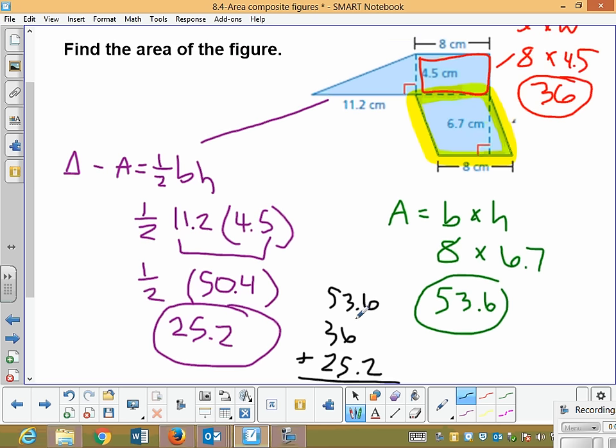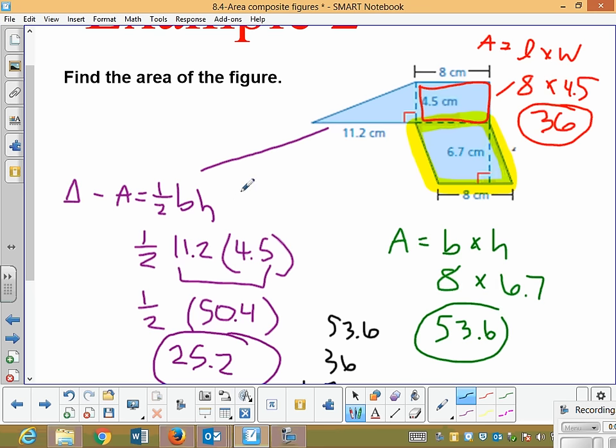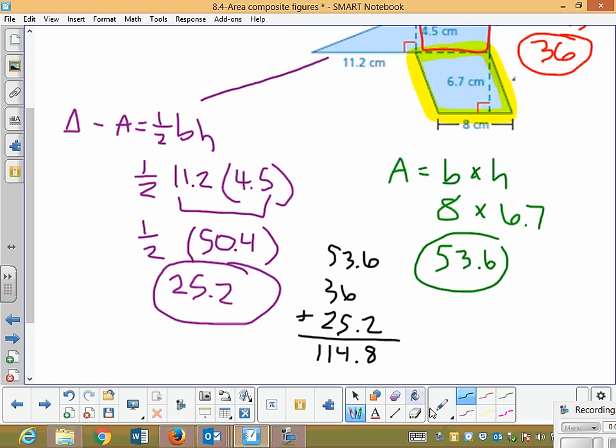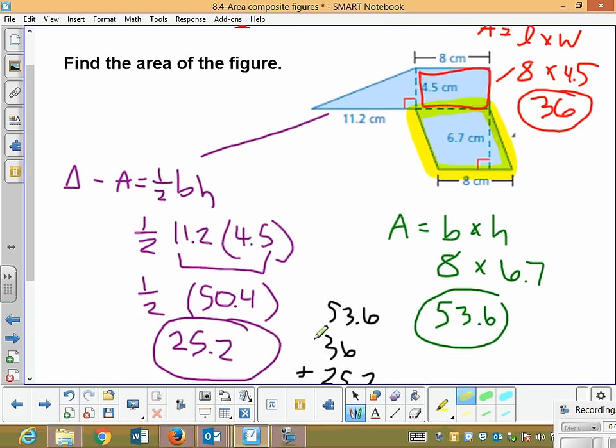Again, area of a composite figure is really simple. All you need to do is find the area of each piece, triangle, rectangle, parallelogram, and then when you find the area of each, you add them all together, and that would be the area of a composite figure. Okay? All right.